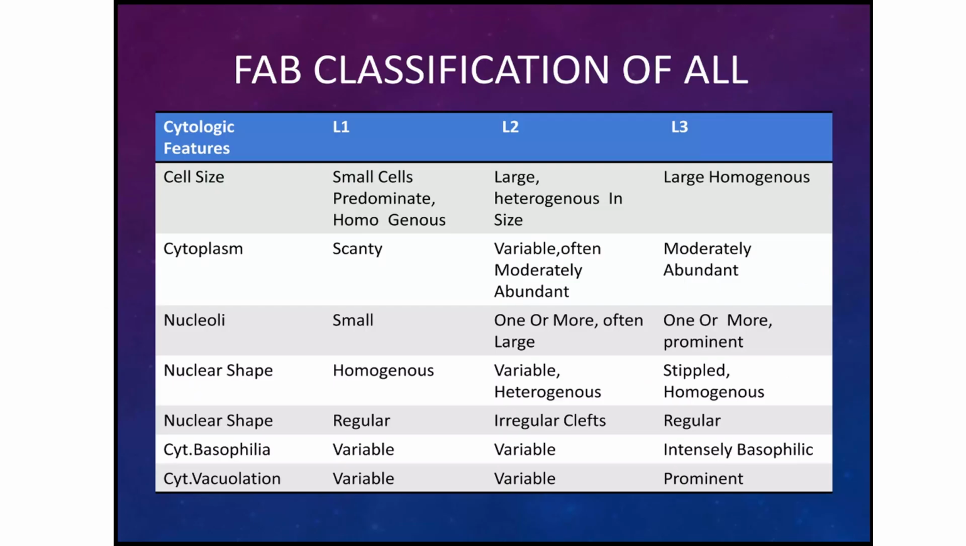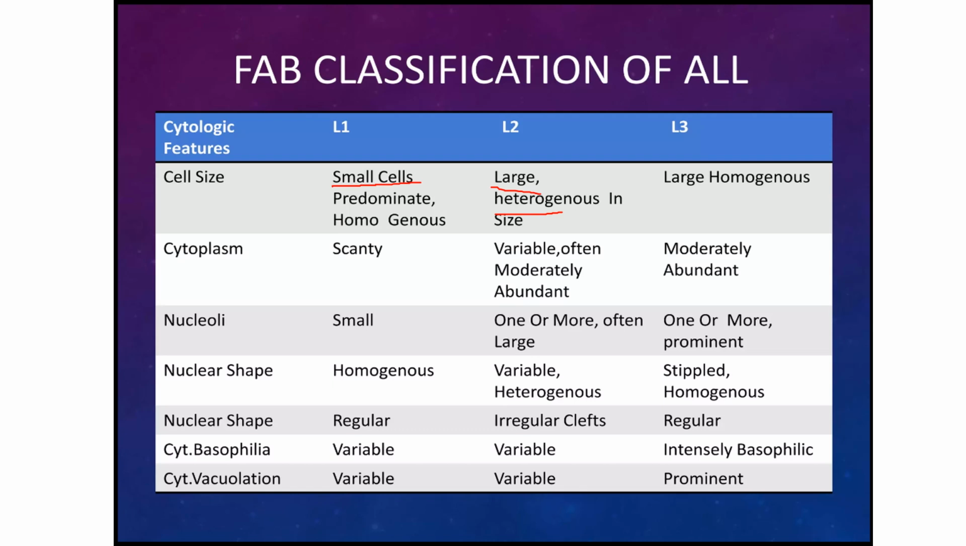So how can we classify this ALL? This is the FAB, French American British classification. They categorize this ALL into L1, L2 and L3 based on some cytological features. As the L1, L2, L3 number progresses, the severity also progresses. If you see the cell size, in L1 it will be very small cells, mostly homogeneous. L2 and L3 are large cells, and L2 will be heterogeneous, whereas L3 will again be homogeneous.